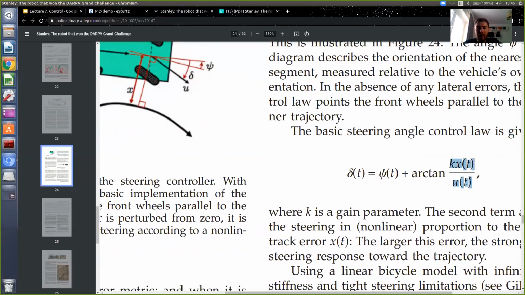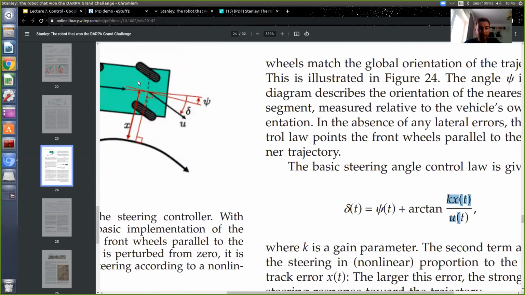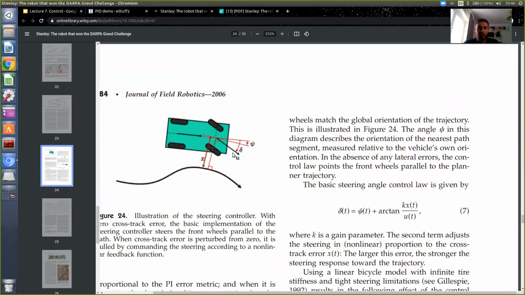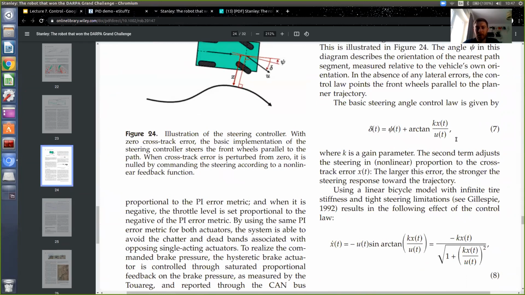This is not even a PID regulator. This is something way simpler. So we have our steering plus the steering due to the cross-track error. The further away we are from our reference trajectory, the faster we try to return to it. But with a bigger speed, we try not to steer too quickly. This is one of the simplest control algorithms for controlling the trajectory, but it really works.